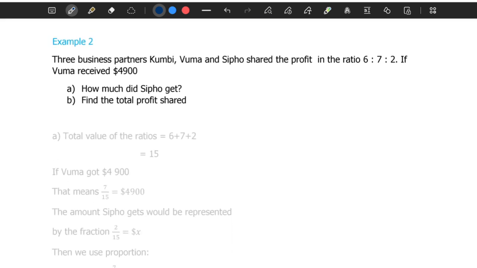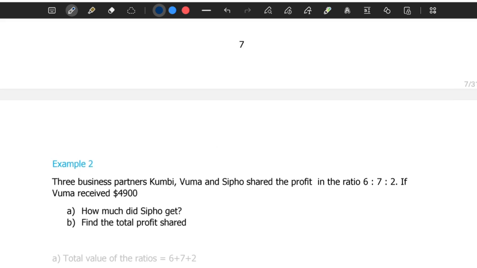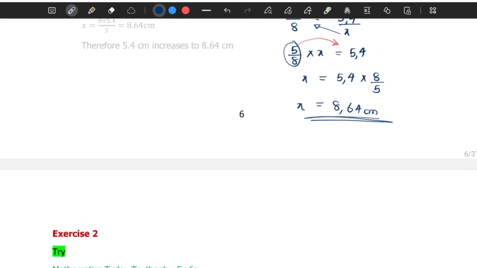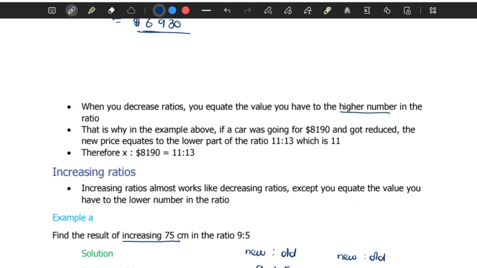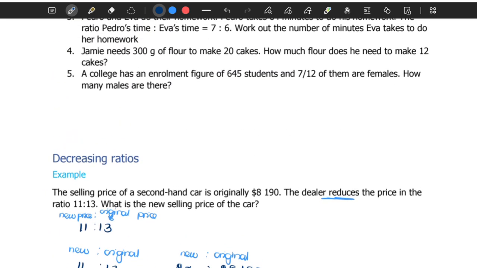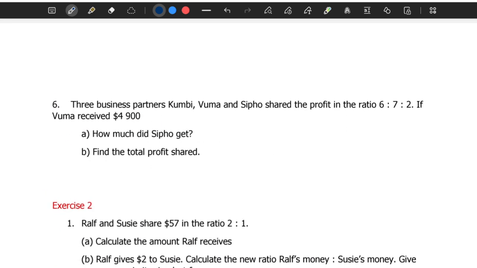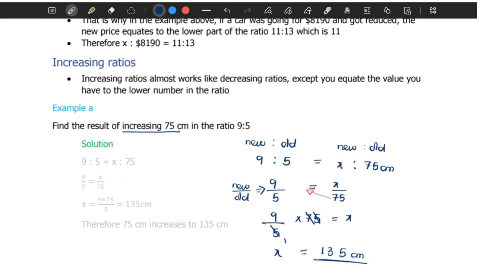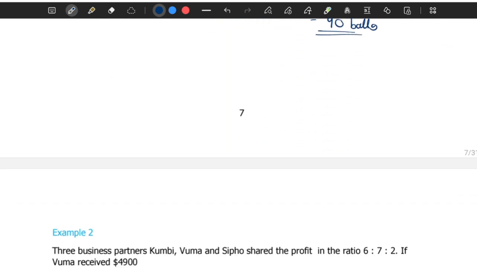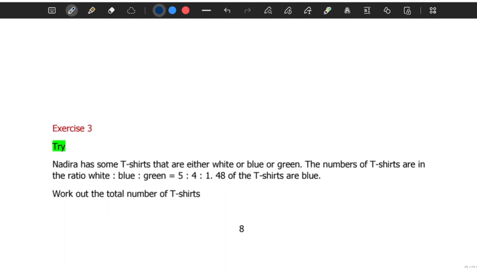Then we have another example which says 3 business. Oh, this I think I had, let me just cross check. It was supposed to be one of the worked examples. Okay, yeah, it is in one of the exercises, so you can try that.